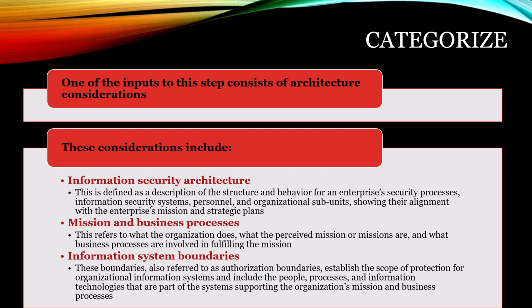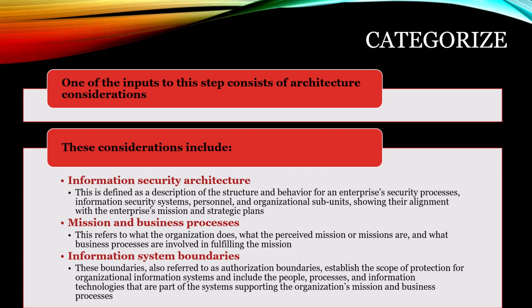Business and mission process, again, this refers to the organization, what they do and how they do it, what they perceive the mission is, what the mission actually is stated, and what business processes are fulfilled in meeting that mission or goal. Again, for the long-term vision within that organization, there has to be alignment of the categorization of those informational objects.